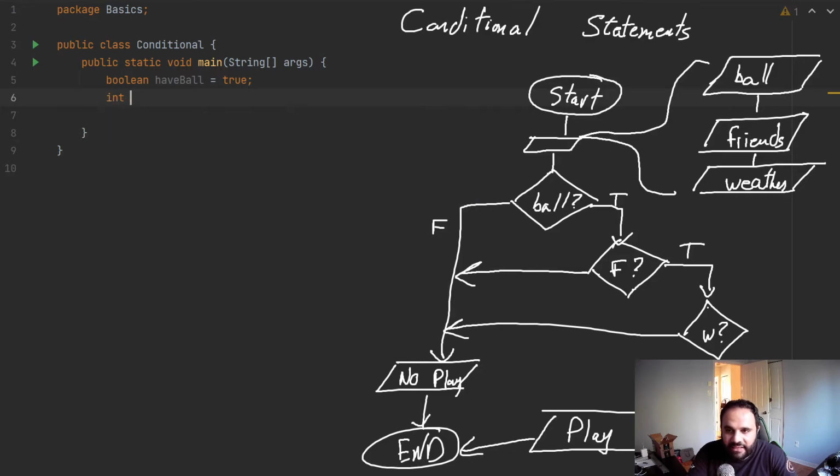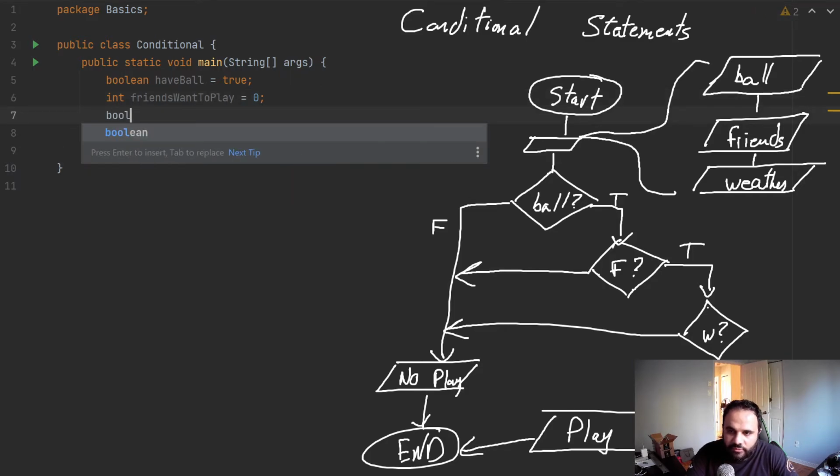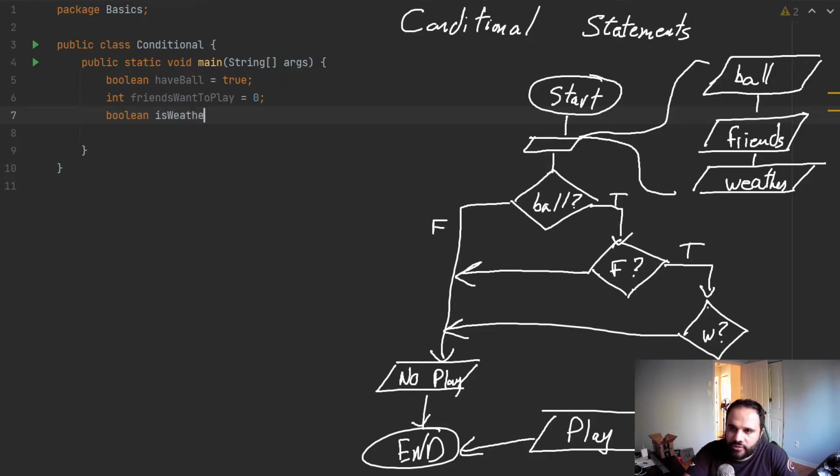Second is I'm going to say int for friends. So how many friends want to play? So like this, we get a variation. For now, we're going to say 0. And lastly, we're going to say boolean isWeatherGood. Or actually, let's make it a bit more fun. String, we're going to say for now weatherColor. So is it rainy, or we're going to say weather, okay? I'm going to say rainy.